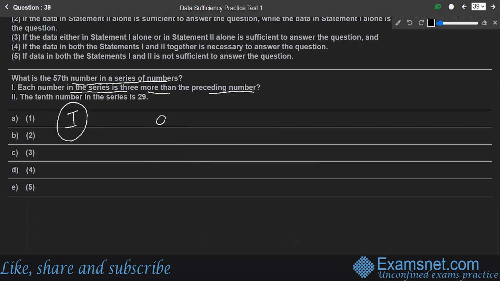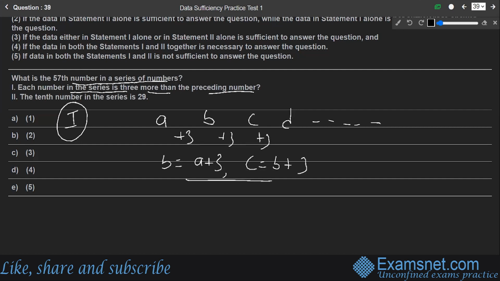So if the numbers are going like this, A, B, C, D, then they are saying each number in the series is 3 more than the preceding number. So there is a gap of plus 3, plus 3, plus 3, and so on. That means B is A plus 3 and C is B plus 3. This is how the pattern is going on.